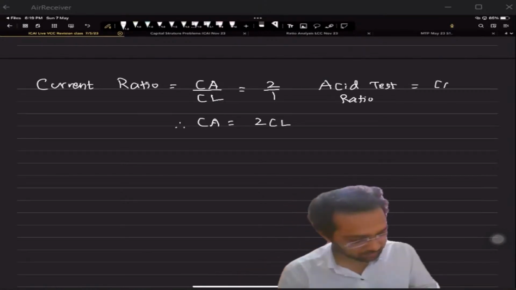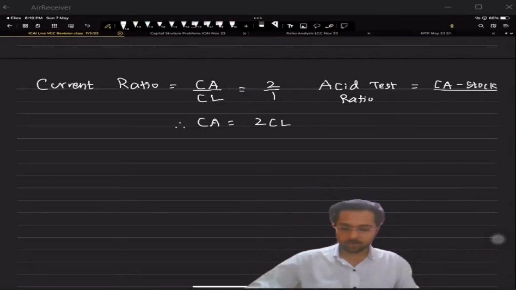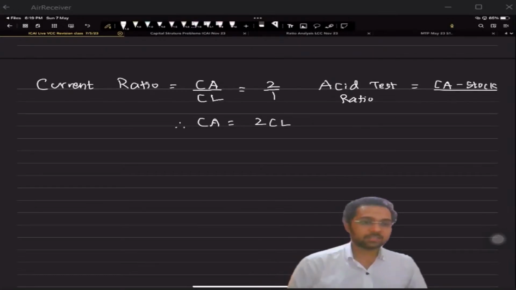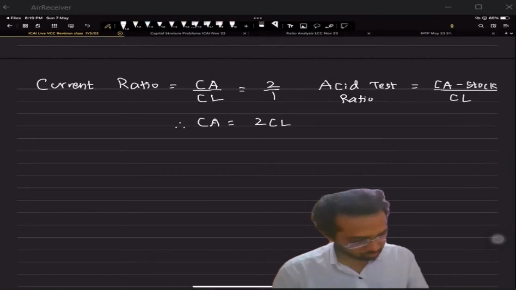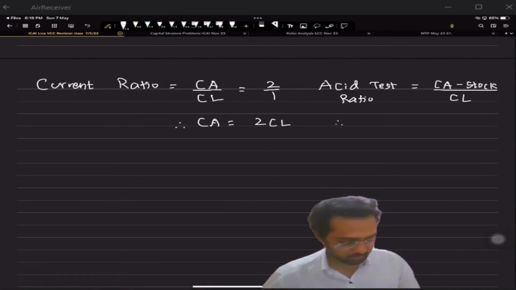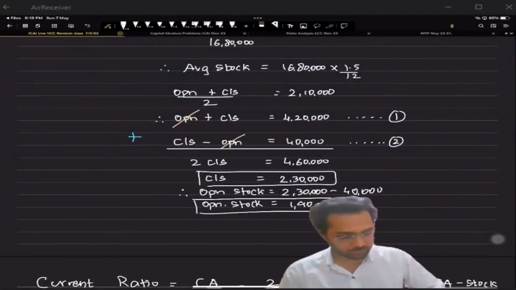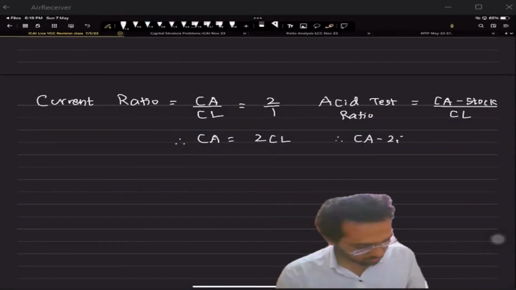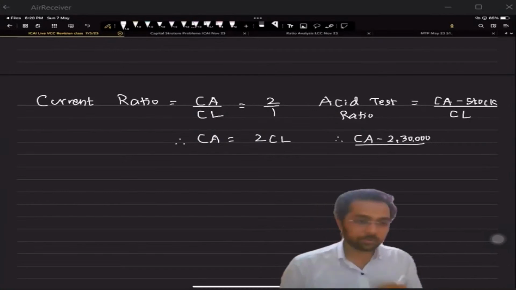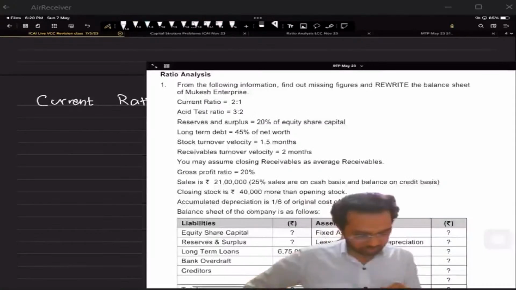Acid test ratio, what we do is we say it is current assets minus stock upon current liability. So this is given as current assets minus, we have computed the stock figure, right? The closing stock figure, which is 2,30,000. So current assets minus 2,30,000 upon current liability is equal to, what's the acid test ratio given?